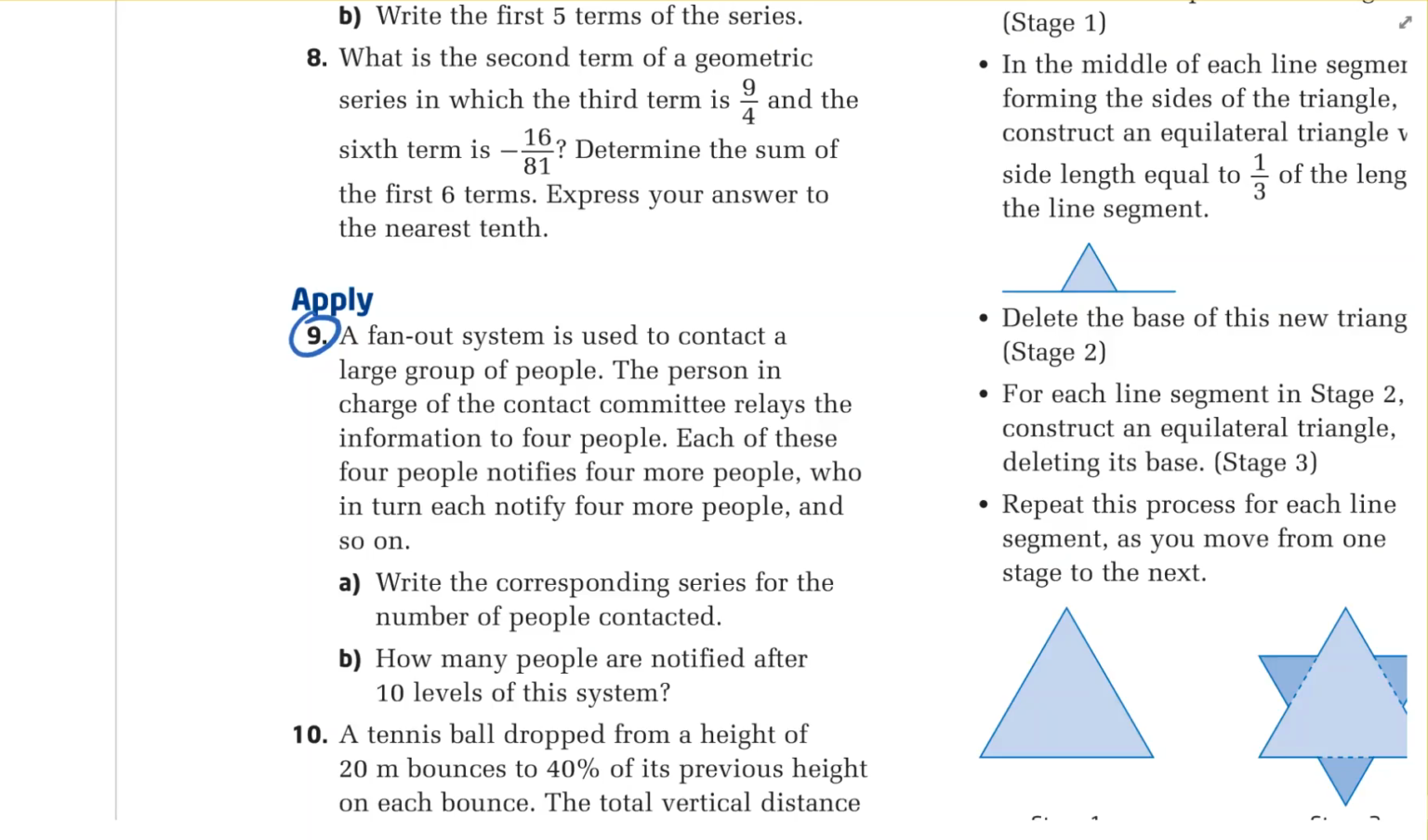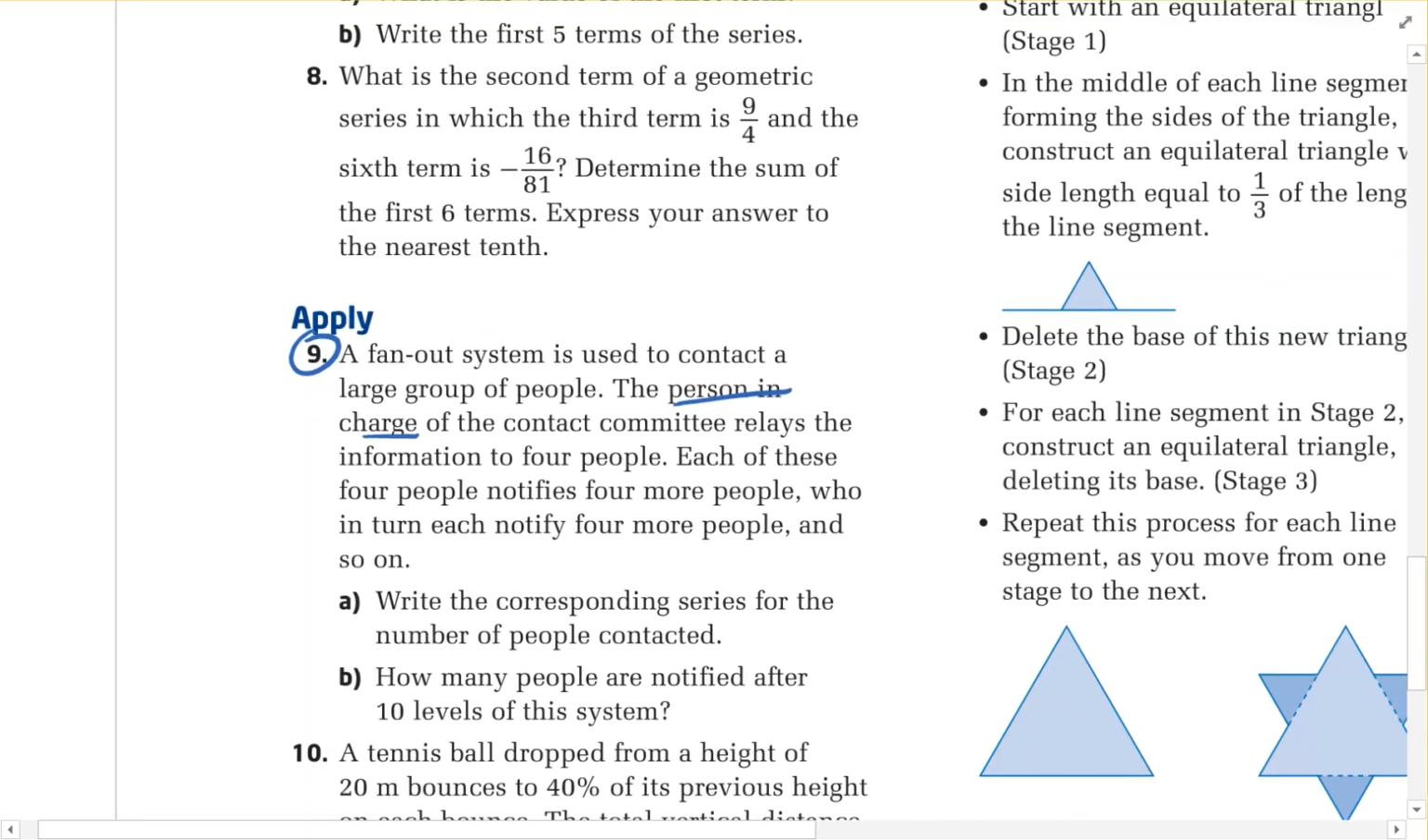So let's write down what we know first. It says the person in charge of the contact committee relays the information to 4 people. So he or she is just one person, right? So we can say T1 is going to be equal to 1, right? And then it's going up by multiples of 4. So R is going to be 4.